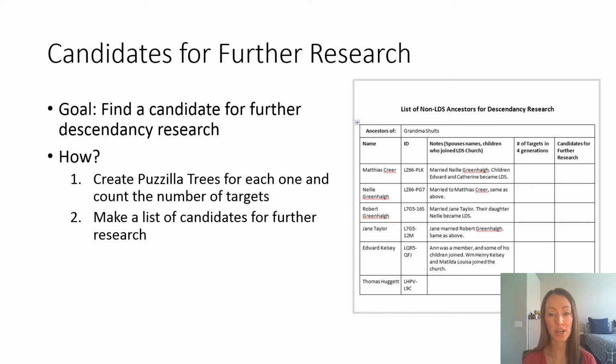We have already created a document with a table that has the names of our ancestors who are not LDS and whose ID numbers are listed here. We also made notes of who in their family joined the church, so that can help us when we're doing our descendancy tree. And now we're going to create a Pozilla tree and fill out the section of number of targets and 4 generations of a descendancy tree.